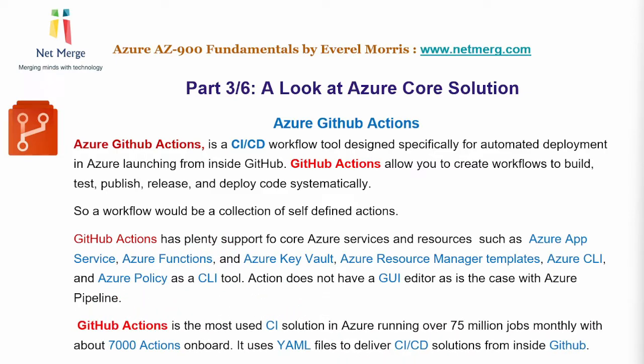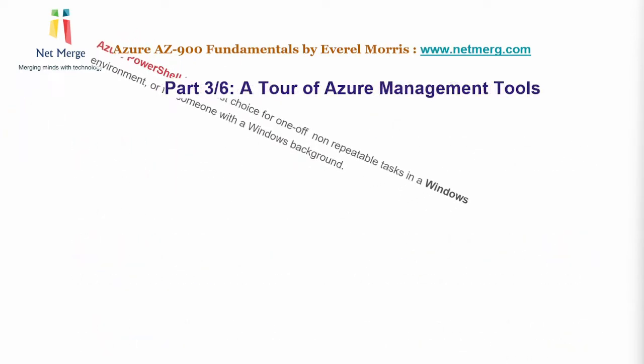It's so powerful. You could see GitHub Actions, how it's used, 75 million jobs on a monthly basis with about 7,000 different actions. That's a lot of processing, and it actually demonstrates how powerful and how useful the tool is to a lot of developers. It uses a YAML file to deliver the CI and CD solutions from inside GitHub.